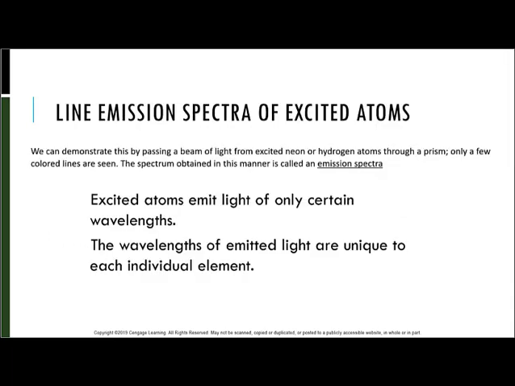We can demonstrate this by passing a beam of light from excited neon or hydrogen atoms through a prism. Only a few colored lines are seen. This is called our emission spectra.